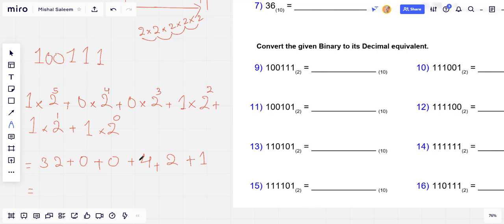So 32 plus 4 is 36, plus 2 is 38, plus 1 is 39. There we go. 39 is the answer. So that's how you convert binary numbers into decimal numbers.